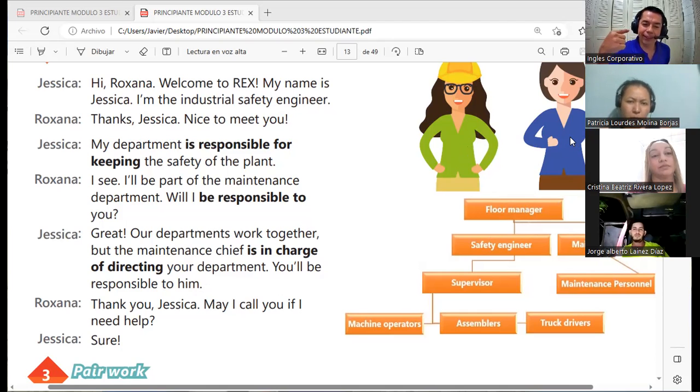And this is the teacher. Okay, so we have here the floor manager, el jefe de piso, right, floor manager. Then in the same level, we have the safety engineer and the maintenance chief, right? So Jessica is the safety engineer. And the maintenance chief is the manager of Roxana. Roxana is part of the maintenance personnel, right? Then we have the supervisor, and the supervisor checks the machine operators, the assemblers, ensambladores, right? And the truck drivers. Okay, so this is the organizational chart.